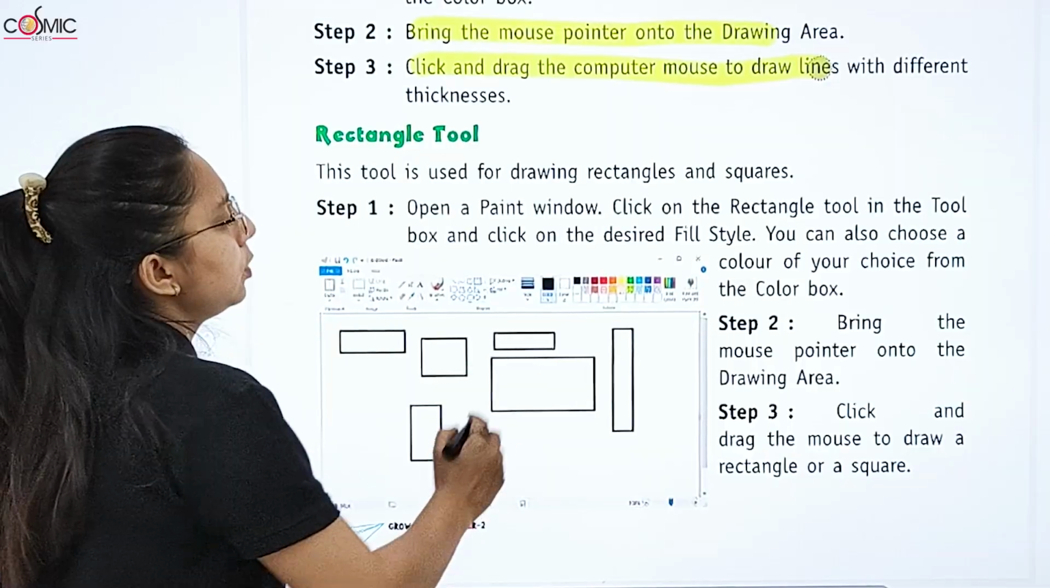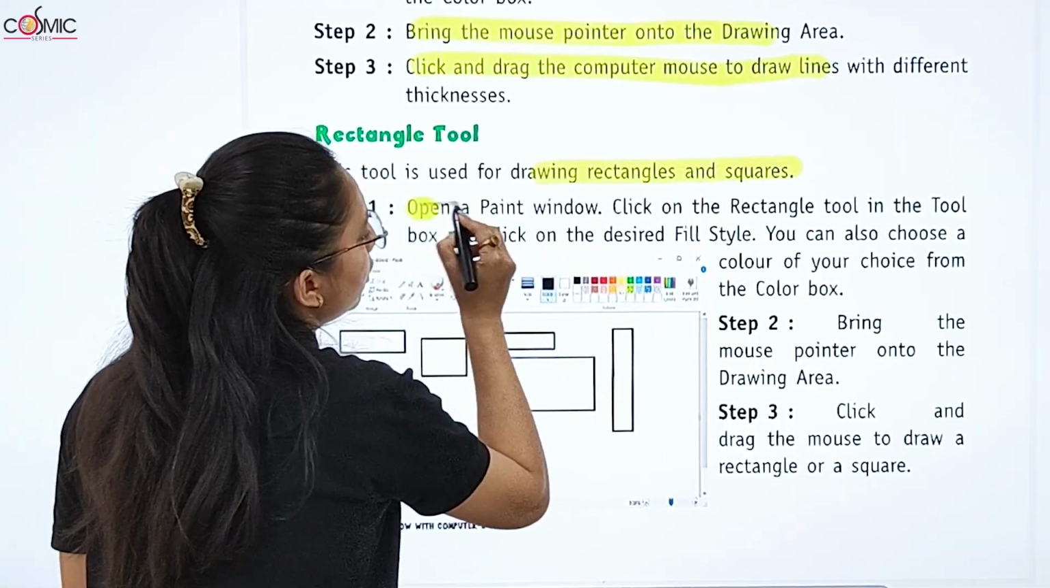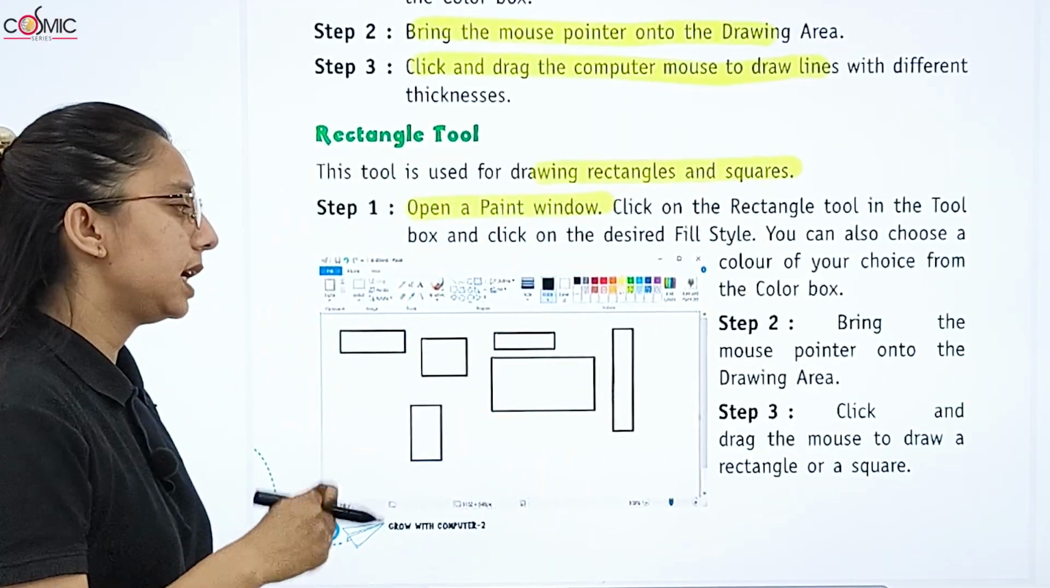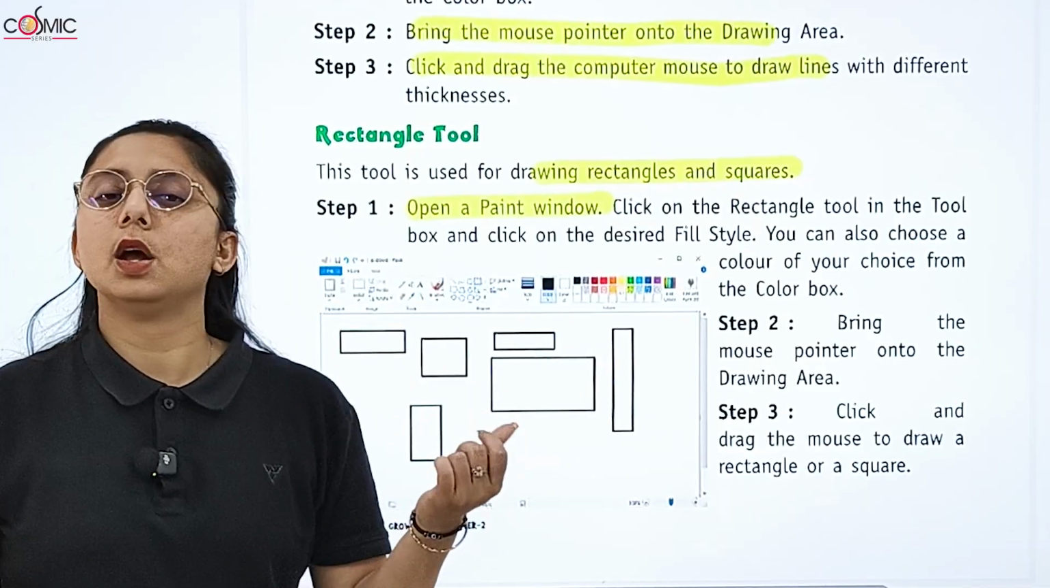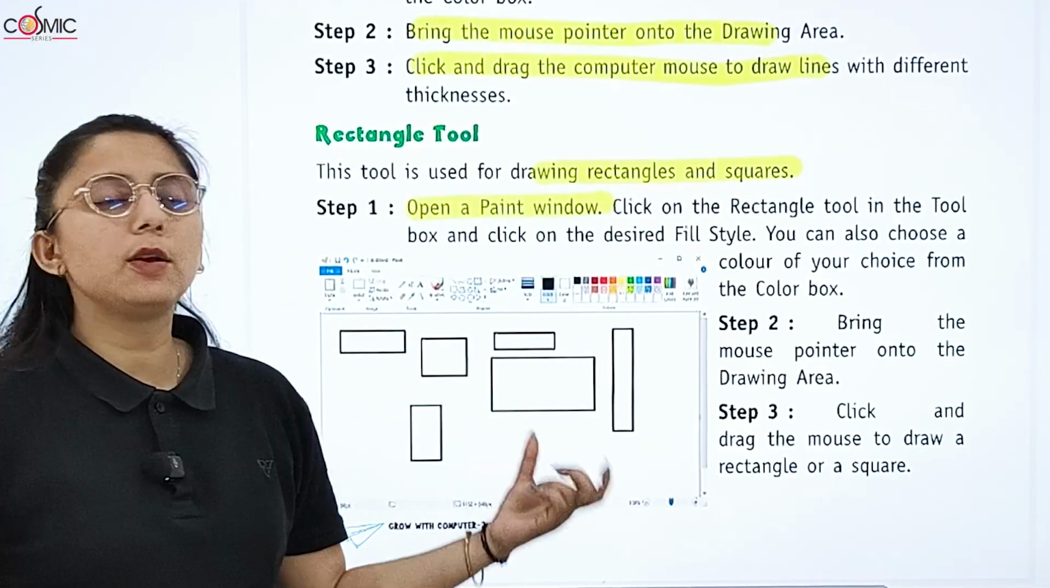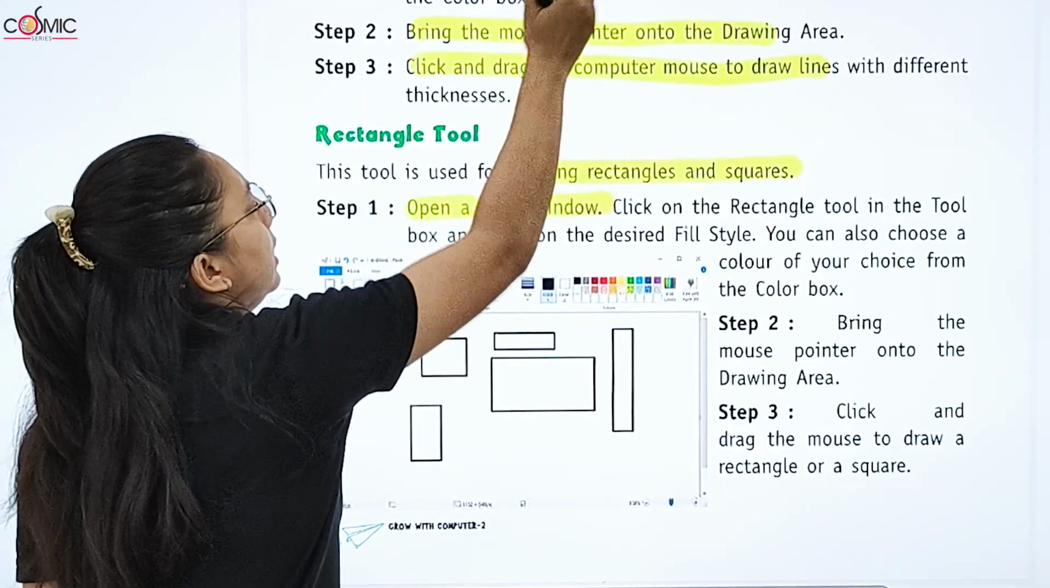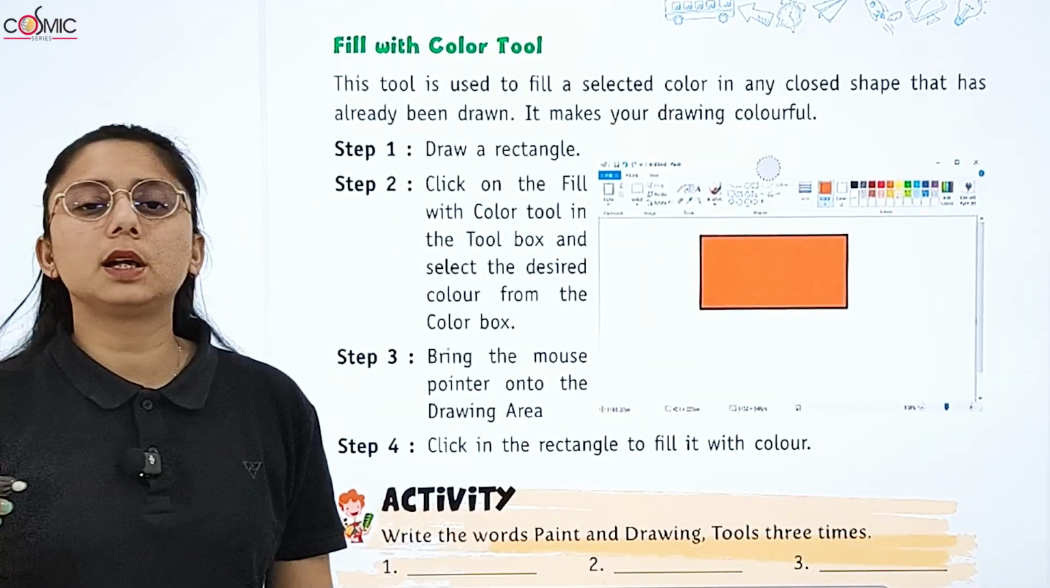Then we have rectangle tool, which is used to draw rectangle and square. You will open a paint window. आप rectangle tool पे जाएंगे. आप square बनाना चाहते हैं, rectangle बनाना चाहते हैं. You will bring the mouse pointer on the screen and you will drag it and you can make rectangle and square.